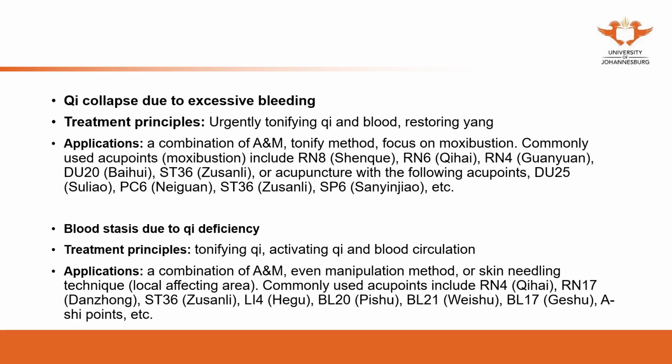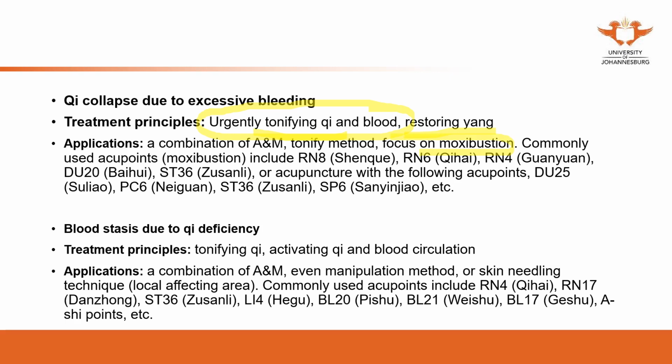Bleeding. It is impossible to create blood quickly, especially in the past. Now, in the hospital, you can put blood into the body from the drips. But in the past, there was no way to create blood in a very short period. So what's very important for bleeding is to tonify the qi, restore the confining function of the qi, and restore the yang. Once the yang qi is restored, it can limit the bleeding. That's why we focus on moxibustion.